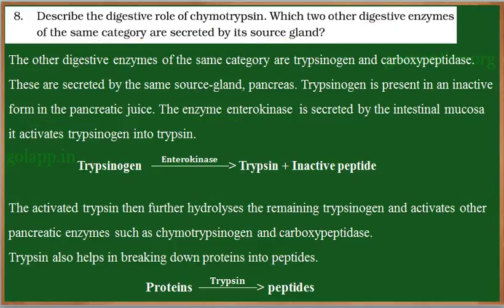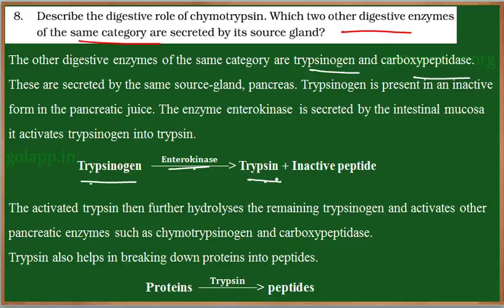Coming to the second part of the question, which two other digestive enzymes of the same category are secreted by its source gland? The same category enzymes are trypsinogen and procarboxypeptidase. Trypsinogen is the inactive form of trypsin, and procarboxypeptidase is the inactive form of carboxypeptidase. Now, once the food enters the small intestine, the mucosa, that is the inner wall of the small intestine, releases an enzyme called enterokinase. This enterokinase acts upon trypsinogen and converts it into its active form, trypsin.